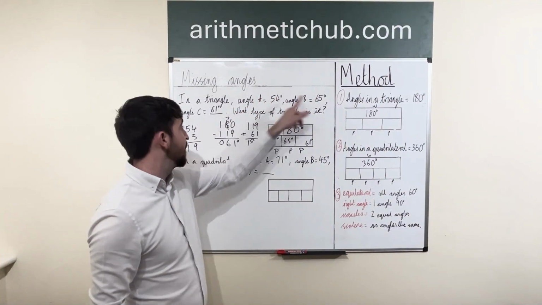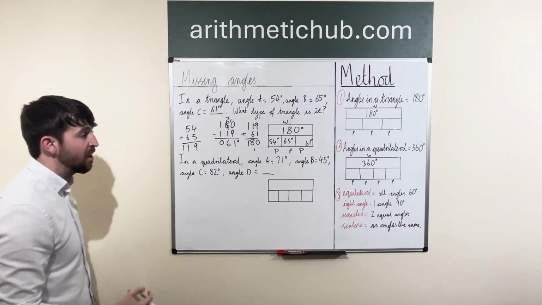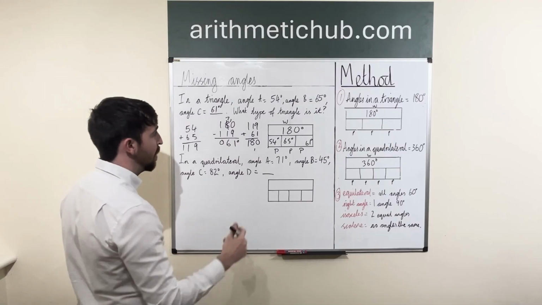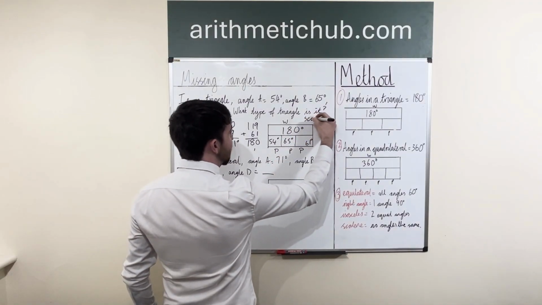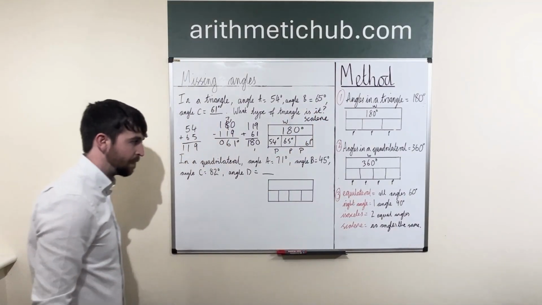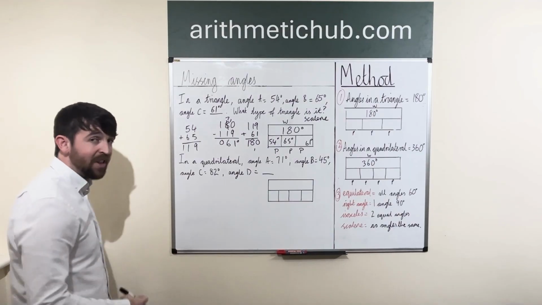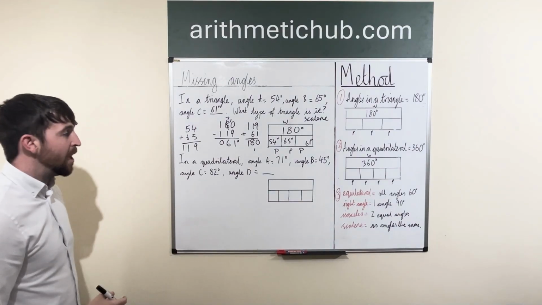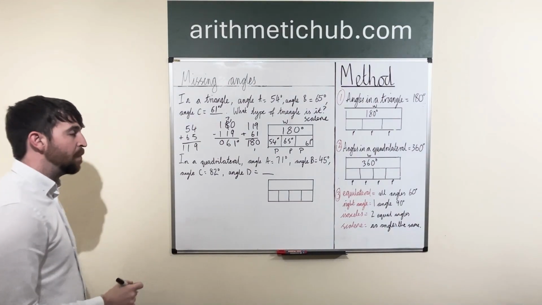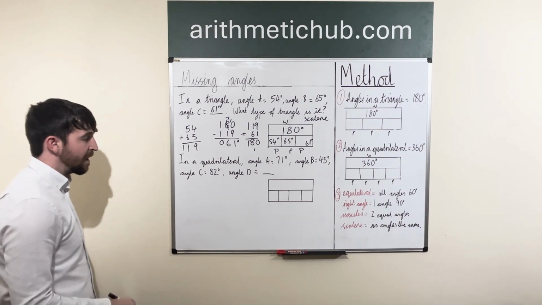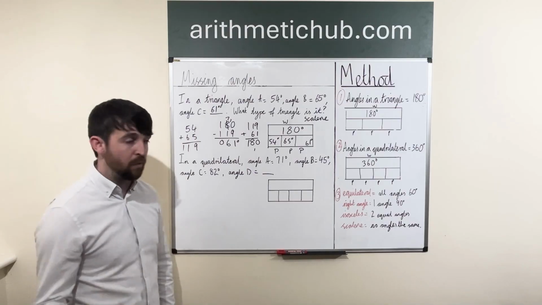Well, 54, 65 and 61 are all different, so we can see that no angles are the same. So what type of triangle is it? It's a scalene triangle. Now let's have a look at a question that looks like this. In a quadrilateral, four-sided shape, angle A is 71 degrees, angle B is 45 degrees, angle C is 82 degrees, and angle D, we don't know.